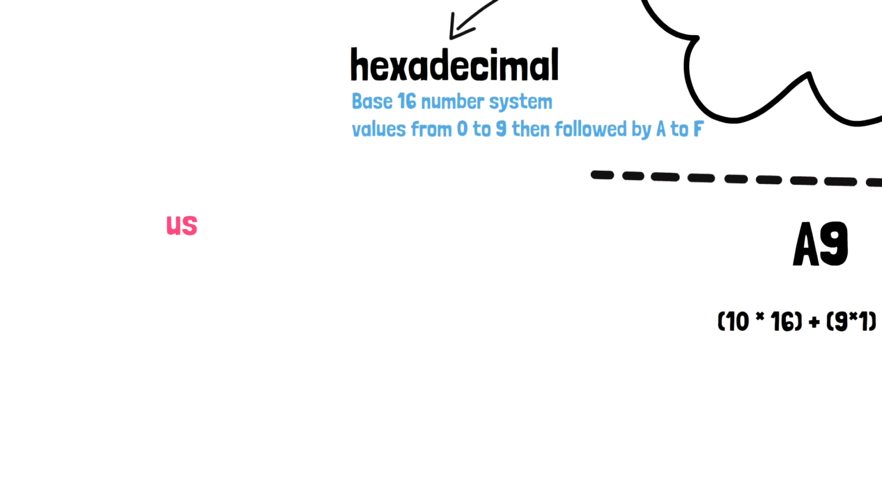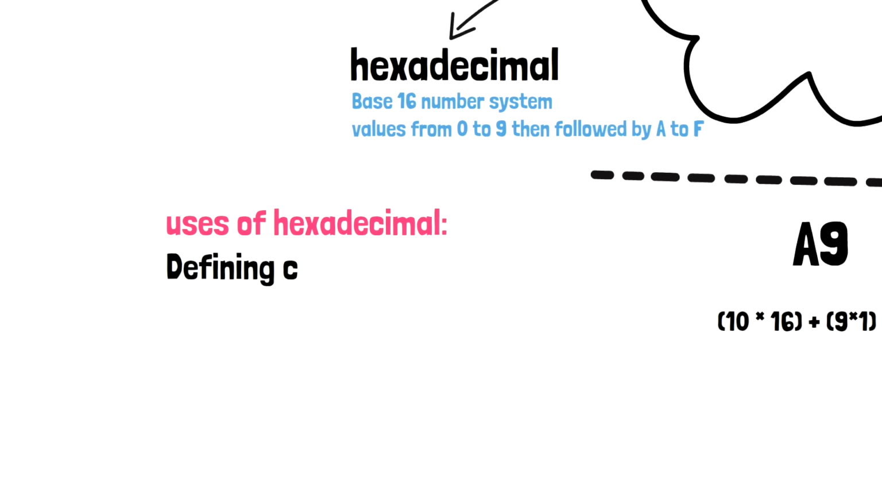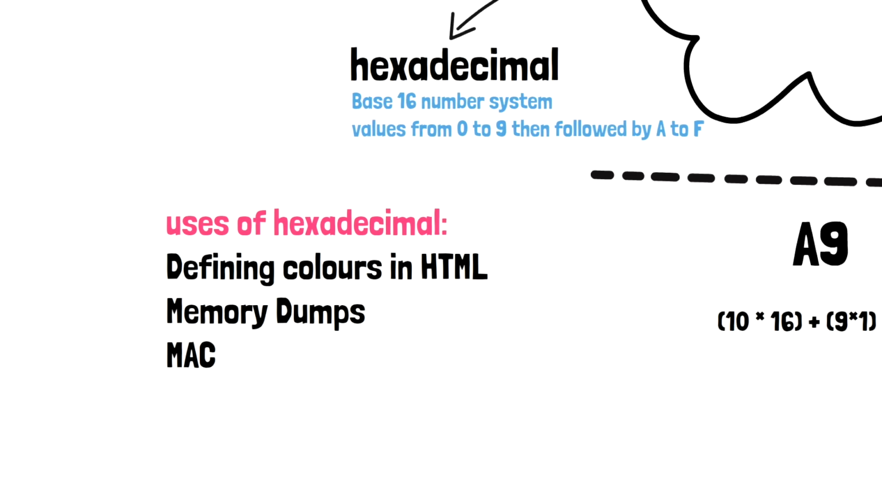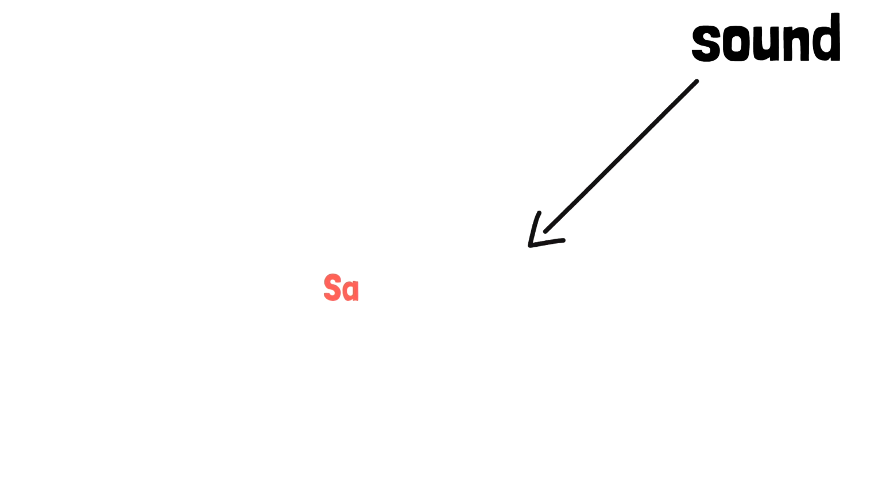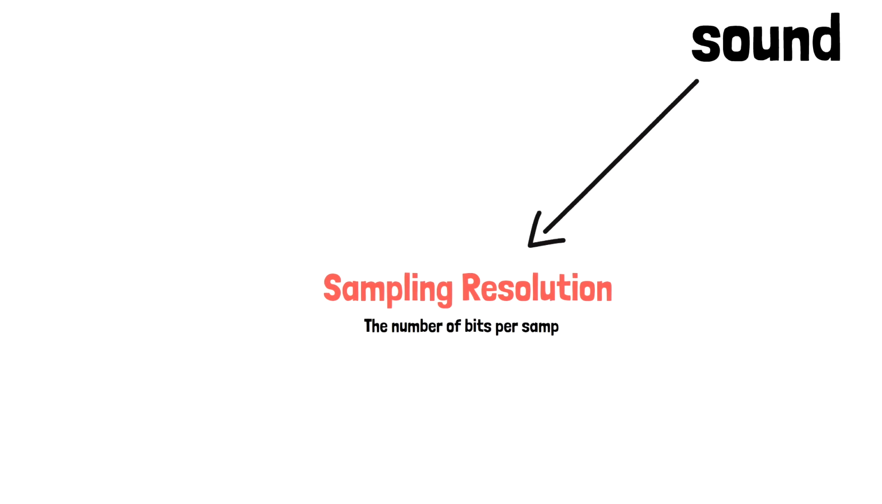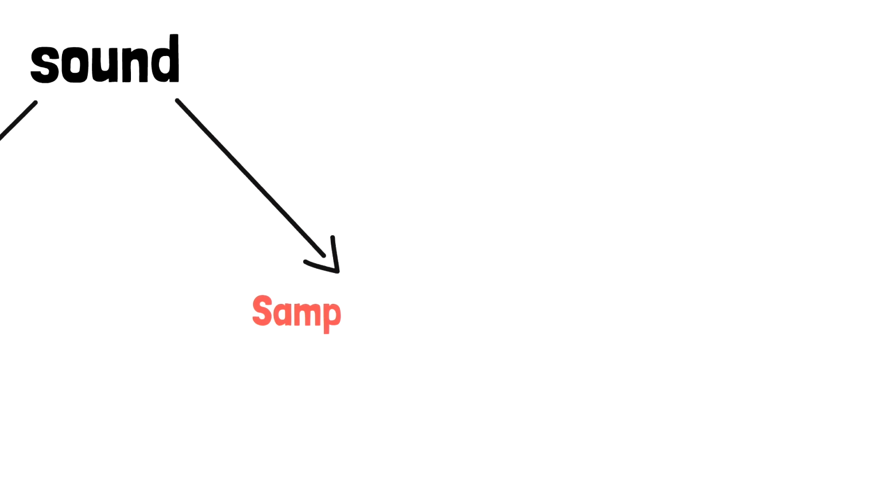Finally, moving on after this, we need to know the uses of hexadecimal, which are defining colors in HTML, memory dumps, and MAC addresses. Let's talk about sound now. Here we have the sampling resolution, which is the number of bits taken per sample, and the sampling rate, which is the number of sound samples taken per second.